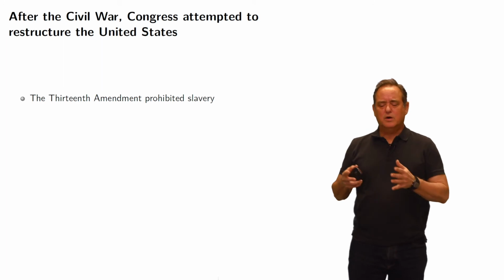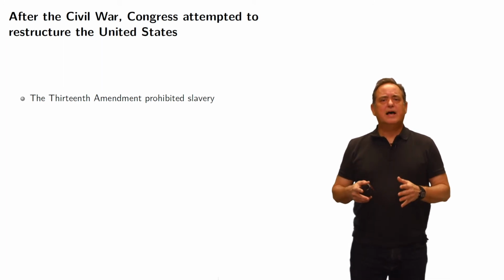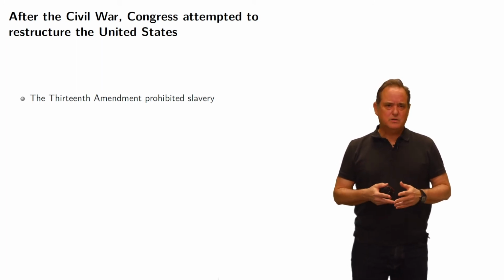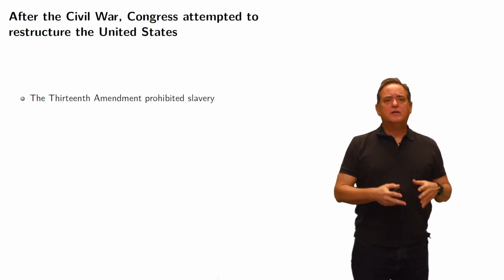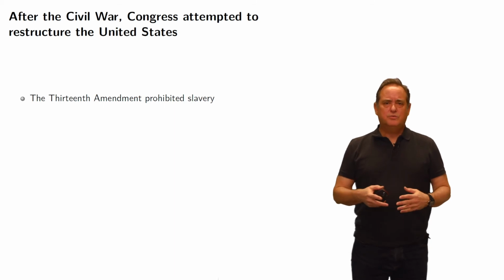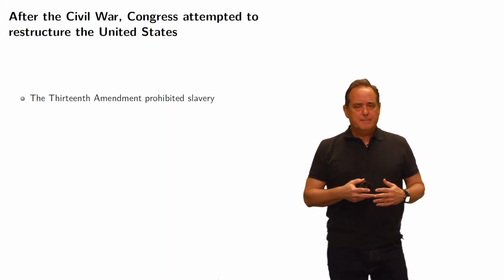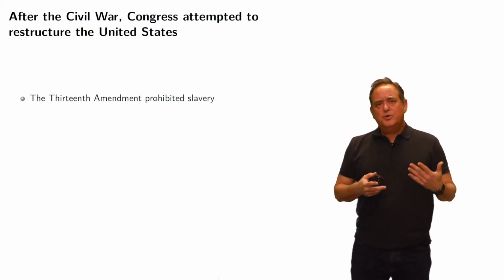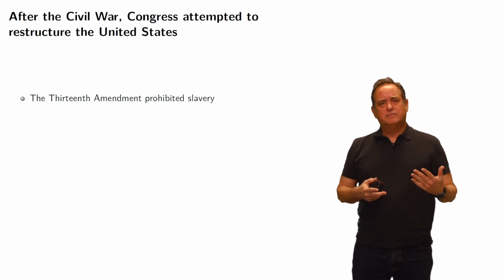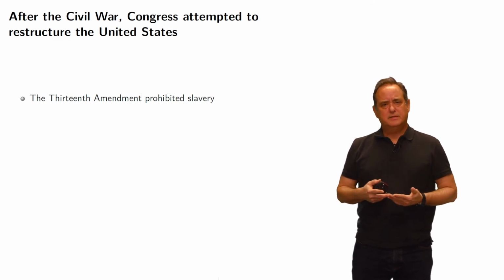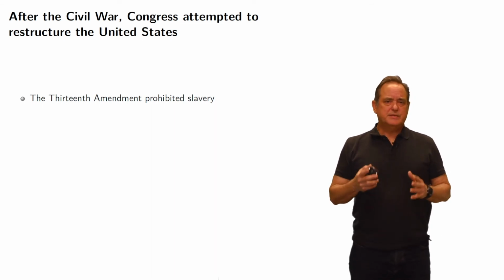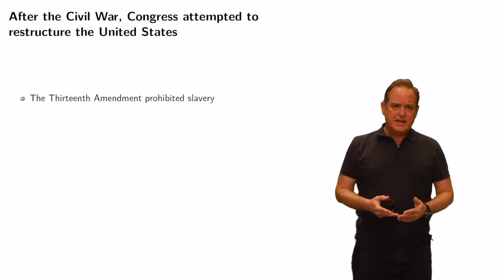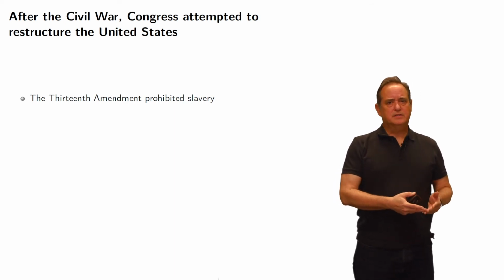Now, this was all an attempt really to restructure the United States. After the Civil War, Congress recognized that something had gone terribly wrong, and therefore they were intent on creating a new United States. They did so through a series of legislation, starting with the 13th Amendment. Now, the 13th Amendment prohibited slavery. For the first time, the Constitution specifically stated that slavery was prohibited.